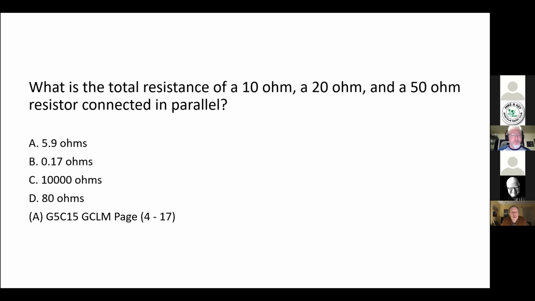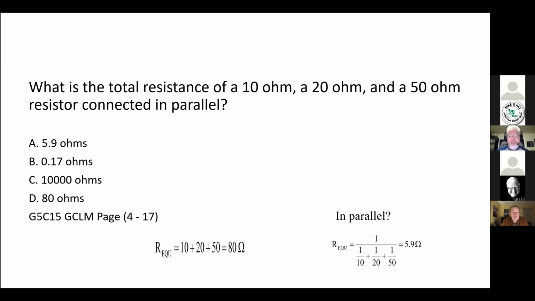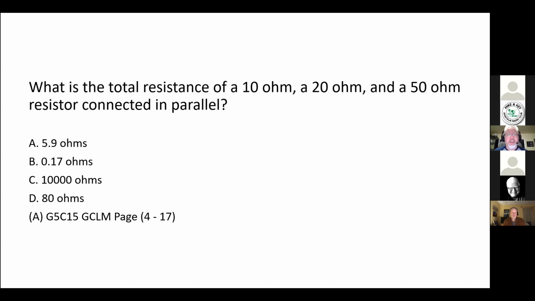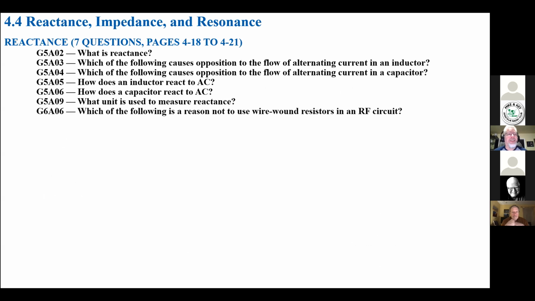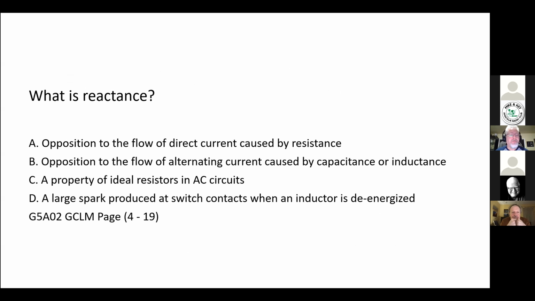And there's where I should have pasted those equations. So let me fix that one. G5C15. Wow, quality control today is just... Hey, you've got to put it together. Okay, 4.4 reactance, impedance, and resonance, 7 questions. Jim, I normally do that about 10, 11 o'clock at night when I'm tired. I do the same thing. That was kind of getting late yesterday.